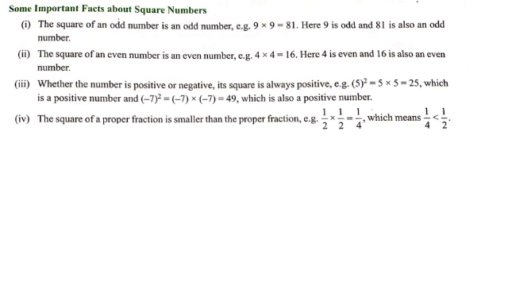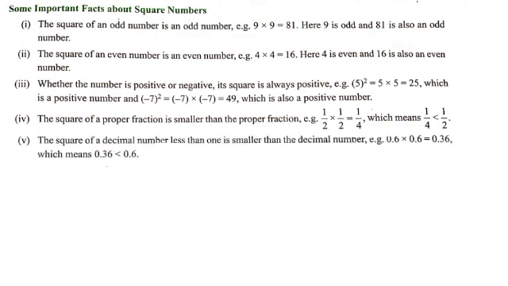The square of a proper fraction is smaller than the proper fraction. Example, 1 by 2 into 1 by 2 is equal to 1 by 4, which means 1 by 4 is lesser than 1 by 2. The square of a decimal number less than 1 is smaller than the decimal number. Example, 0.6 into 0.6 is equal to 0.36, which means 0.36 is lesser than 0.6.